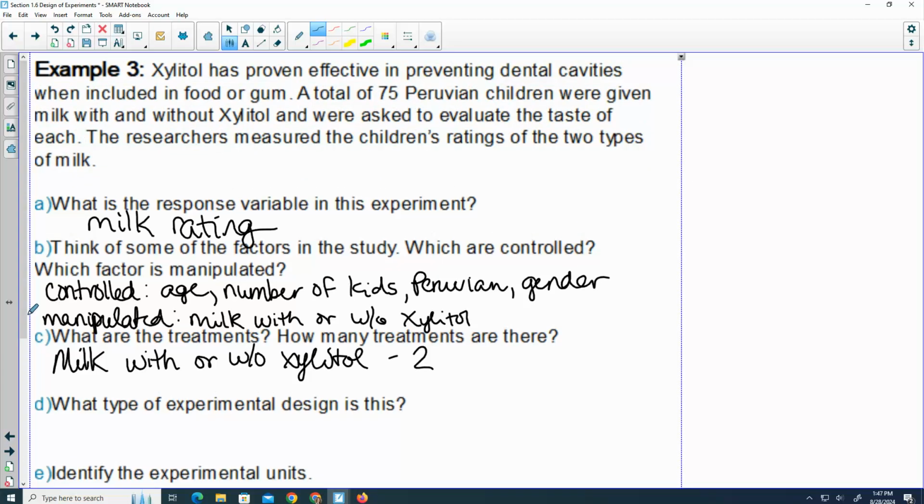Okay, what type of experimental design? Is this blocking? Did I separate them into groups? No. Now, if I had done 0 to 5, and then 5 to 10, and 10 to 15-year-olds, then that would be blocking. So we're looking at, it says the children were given the milk with and without. So what it's saying is one child actually drank both cups of milk and compared them. So which type would it be? Matched pairs, because I'm pairing up their response to the milk with and the response to the milk without.